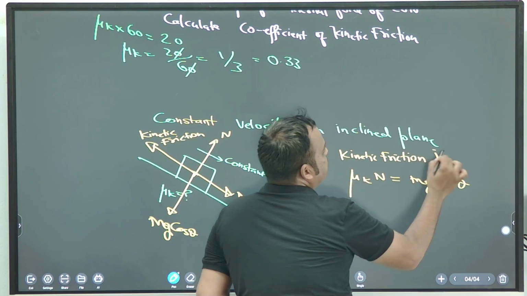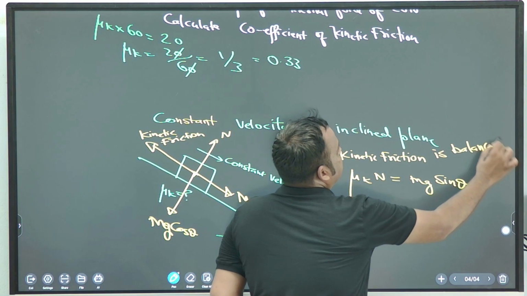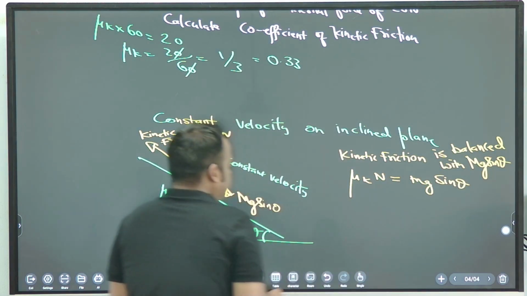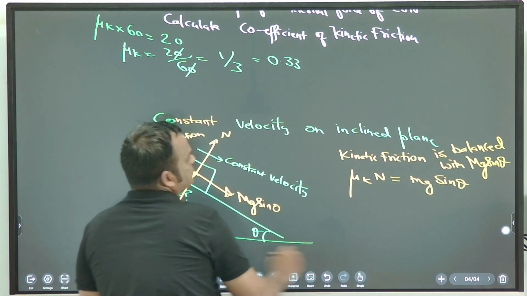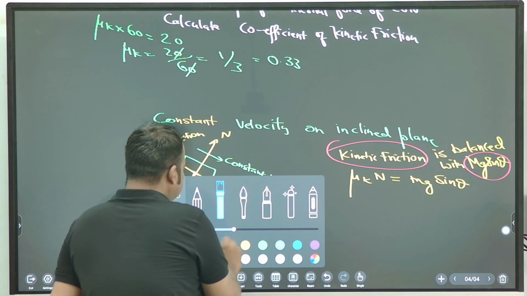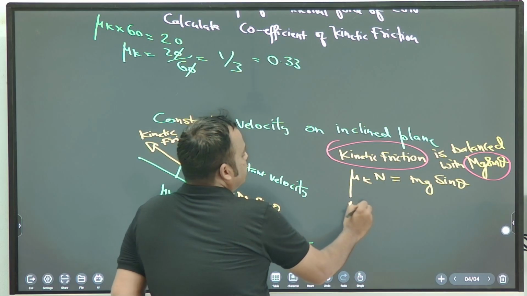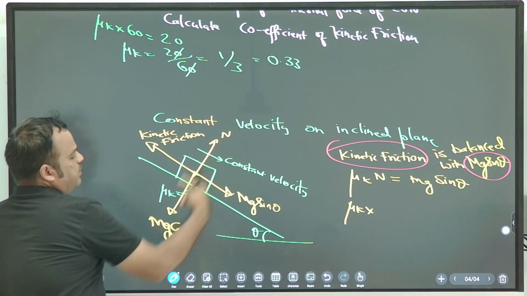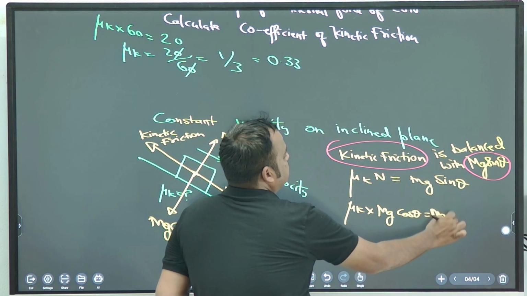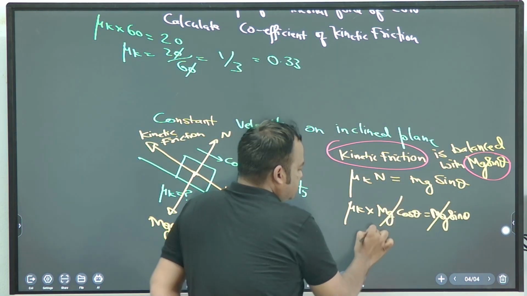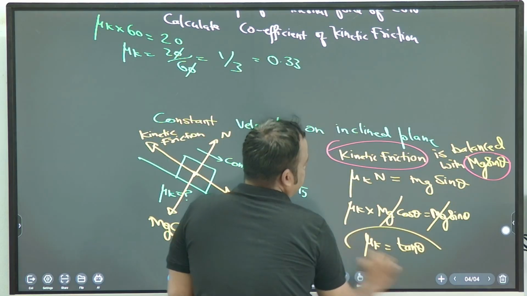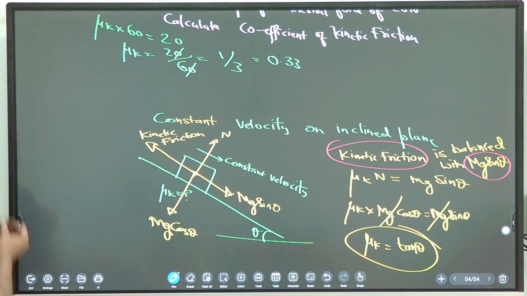So mu k n is equal to mg sin theta. Kinetic friction is balanced with mg sin theta. So mu k into n. How much is n? Mg cos theta. So mu k mg cos theta is equal to mg sin theta. Mg cancels. So what is mu k? Tan theta. Mu k is tan theta. This is the answer. Note down.